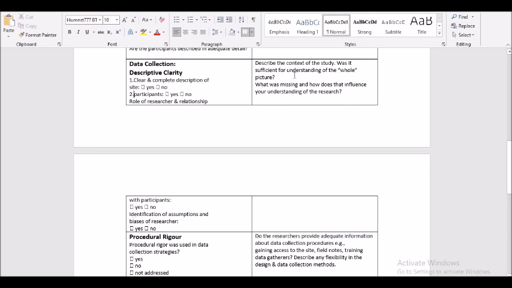Now coming to the right hand side, describe the context of the study. Was it sufficient for understanding the whole picture? Why is this important? Tomorrow if I have to write a paper, then if you remember, in the documentation of your title, you need to mention it crisp, clear and in a transparent manner. So if I am talking about one hospital, Apollo Hospital, and also one particular ward, is the whole thing enough for me?